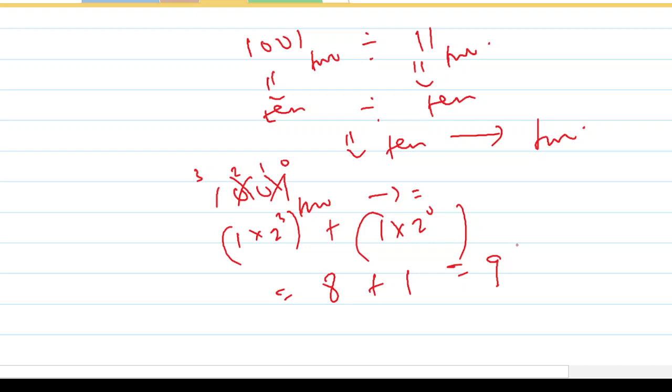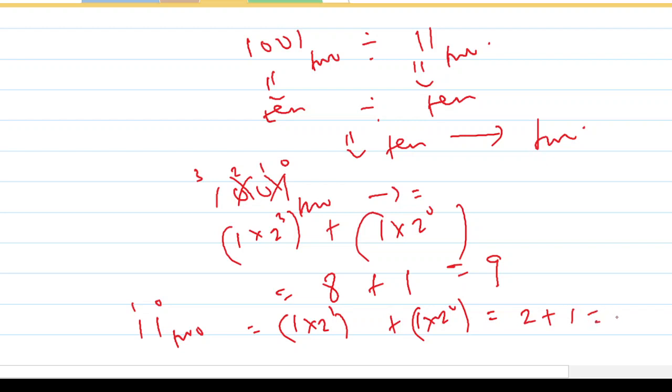Okay, for the second one, you have 11 base 2. So you also mark it again, you take it one by one. That will give you 1 times 2 raised to power 1, then plus 1 times 2 raised to 0. That will give you 2 plus 1. You know 2 raised to 0 is 1, which is 3. So then you will see that this has become 9 divided by 3 in base 10. And 9 divided by 3 is 3 in base 10.